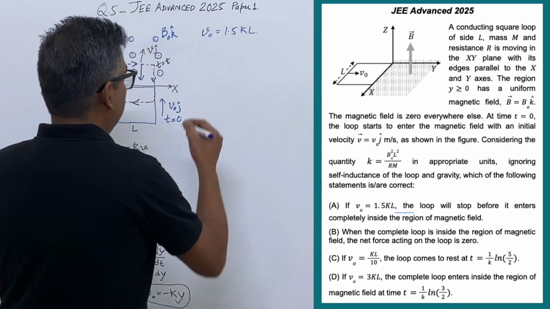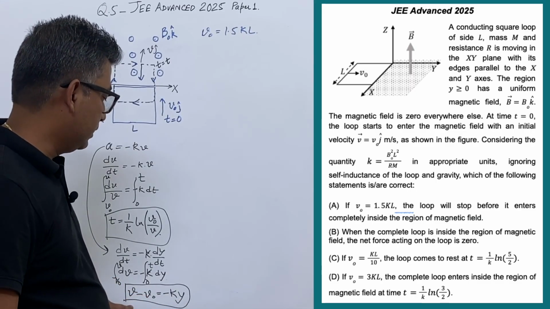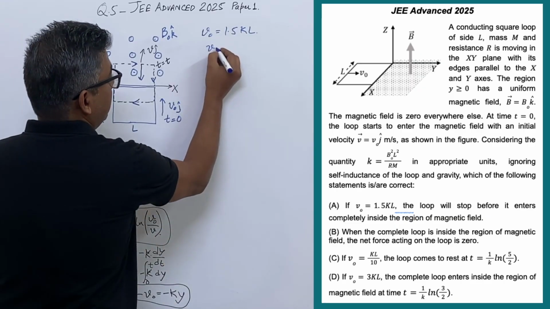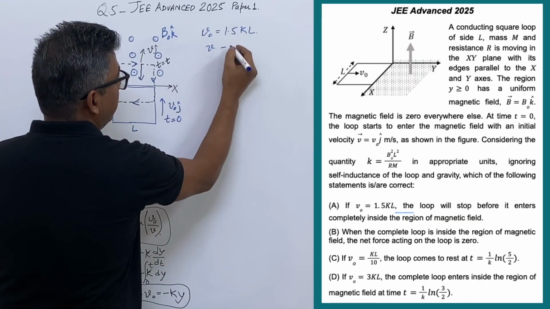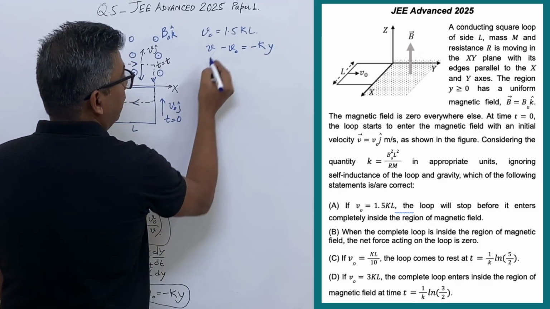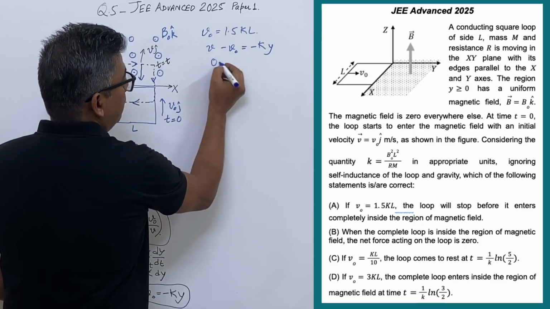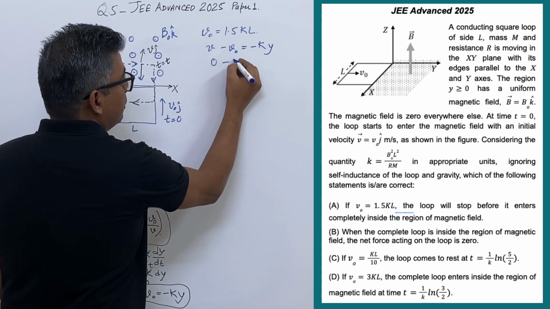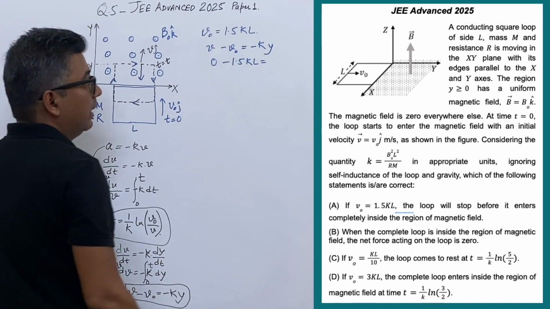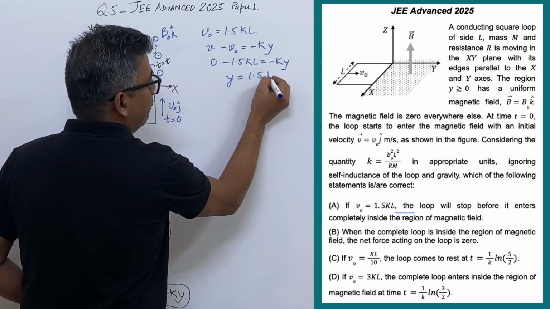So let's see that. Because position is being talked about and velocity is given to me, I'll use this equation: v minus v naught equal to minus k y. What is v when it completely stops? It stops at 0. What is my initial velocity? Minus 1.5 kl. What is the distance that it should travel? I can calculate that it comes around 1.5 L.